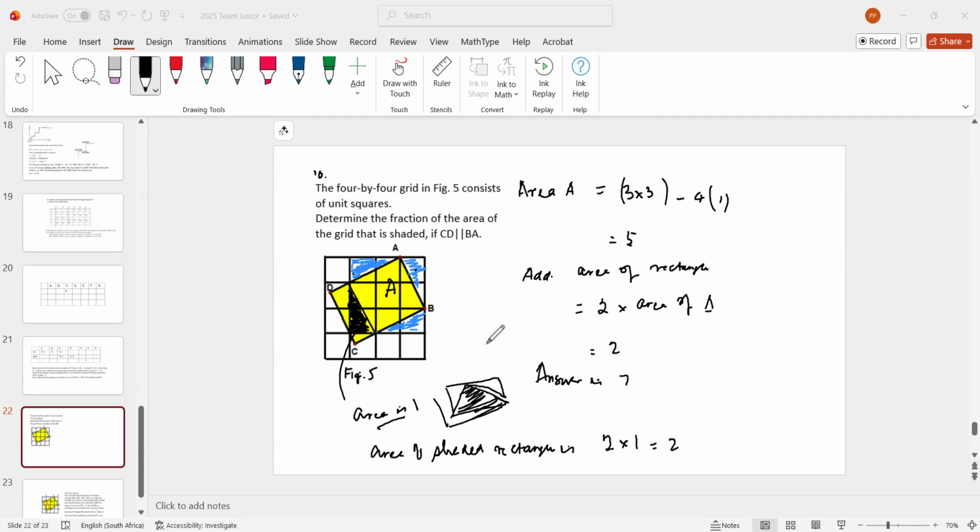Because we've split it up in 2 parts. One is the area of a square, which is 5, and then the area of the rectangle, which is 2. And to add the 2 areas, the answer is 7.